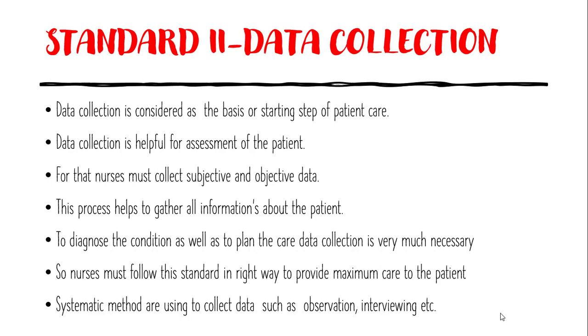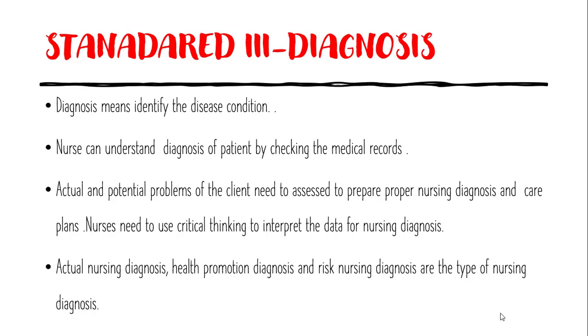Systematic methods are used to collect data. The systematic methods include observation, interviewing, etc. Third standard is diagnosis. Diagnosis means identifying the disease condition. The nurse can understand the diagnosis of the patient by checking the medical records. Actual and potential problems of the client need to be assessed to prepare proper nursing diagnosis and care plans.